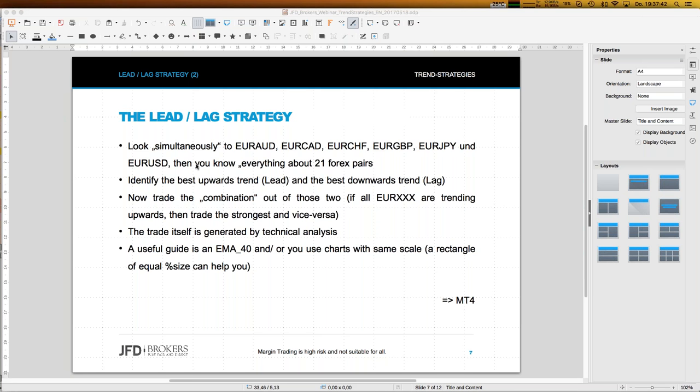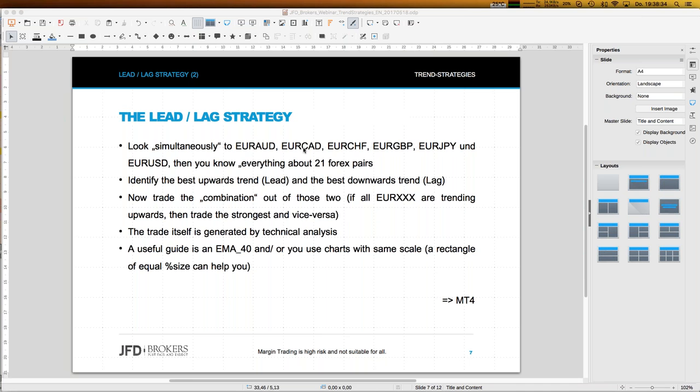And how do we do that? Quite simple. We look for the best upward trend, the one which goes north, and we look for the best downward trend, the forex pair out of those six which goes best down. If we found those two, then we trade exactly what I call the quotient of the two. So assume the best one is euro Australian dollar going upwards, to the north, and the best going south is euro Canadian dollar. Then my trading candidate is Australian dollar Canadian dollar. That's the one with the overall best trend at all.